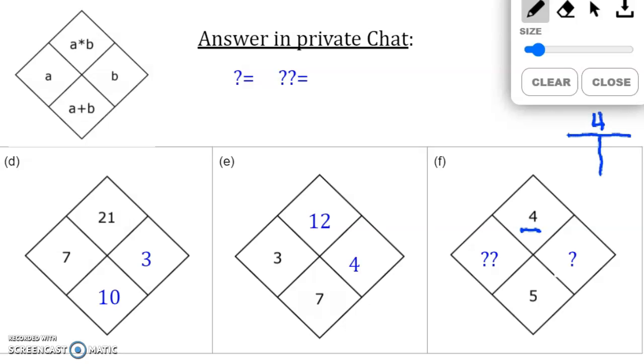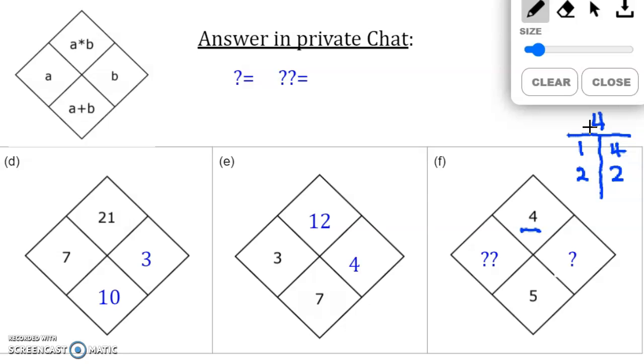What are the factors of 4? Could be 1 and 4. 1 times 4 is 4, and 2 times 2 is 4 too. So it's the combination of 1 times 4 or 2 times 2. But now, out of this, we need to be looking for the combination that adds to 5.